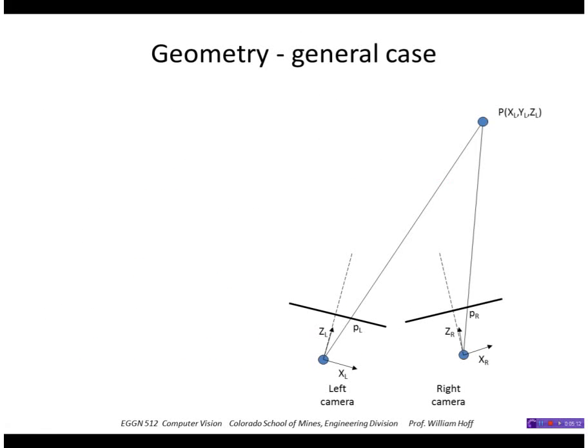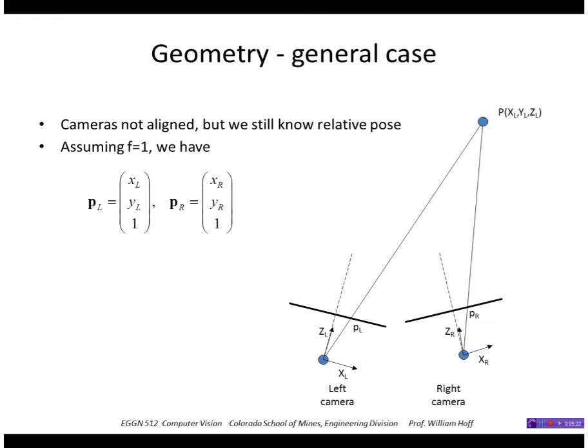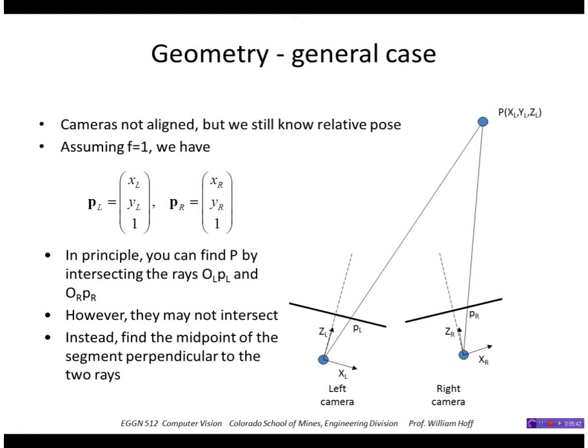In the general case, where we don't have aligned cameras, we can still compute the 3D location of a point. And this shows how to do that. So let's say I have a point P that I'm observing in these two cameras. The image points are PL and PR in those two cameras. And I'm going to be using normalized coordinates where the focal length equals 1. So since these correspond to rays with a 3D coordinate XL, YL, 1 and XR, YR, 1, I can continue those rays and intersect them to find point P.